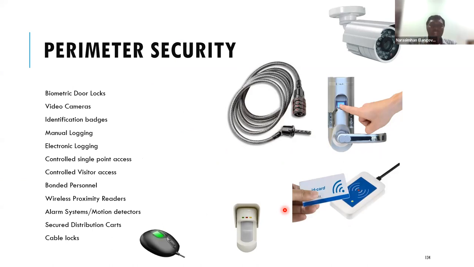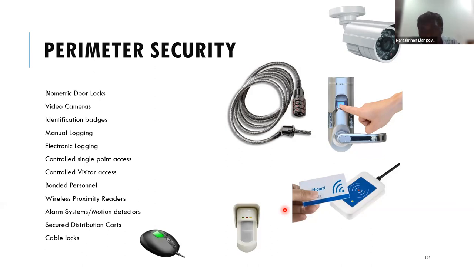A laptop, somebody can damage physically. So anything which can happen physically. What are the controls? Biometric, video camera, ID cards, manual logging, all of those. Now, what type of examination question can you expect? You could expect a question on preventive, a question on detective, a question on corrective, etc.